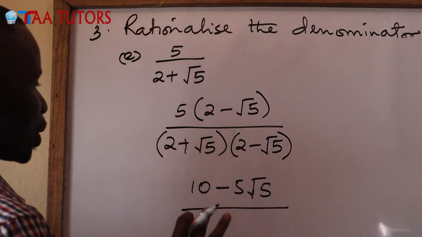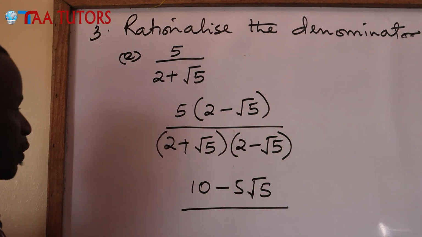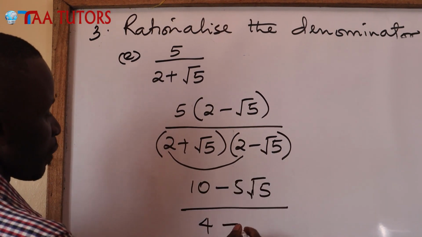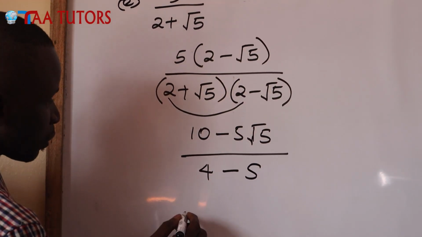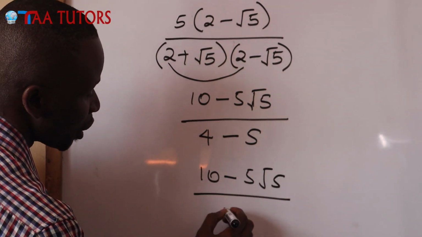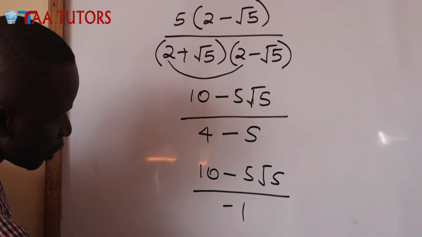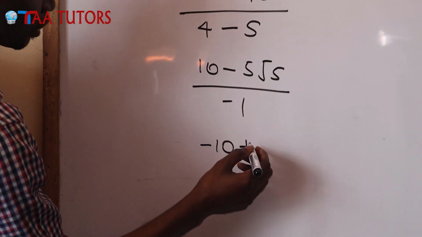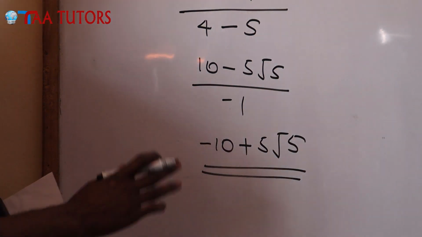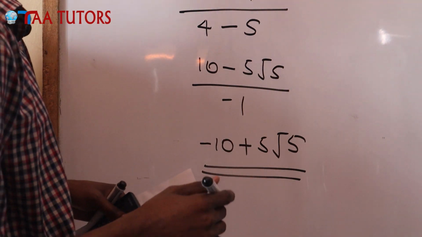Let us open the denominator, sorry. This is 2 plus surd 5 multiplied by 2 minus surd 5, a difference of 2 squares. 2 times 2 is 4, minus surd 5 times surd 5 is 5. So we are going to have 10 minus 5 surd 5 over negative 1. So 10 divided by negative 1 is negative 10, plus 5 divided by negative 1 is plus 5 surd 5. If you express the answer in the form A plus B surd C, this is what you actually have.